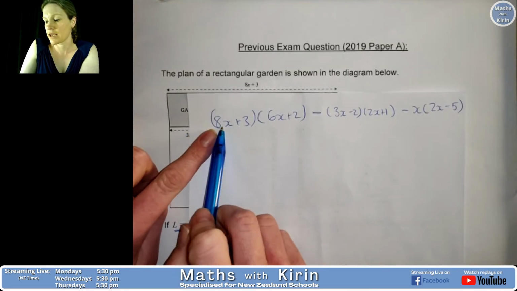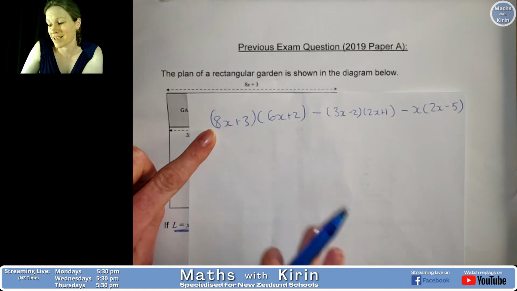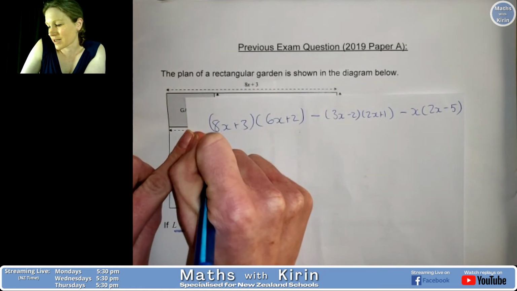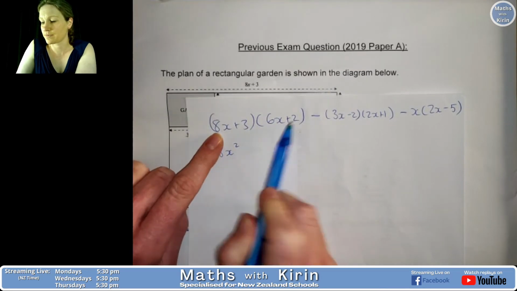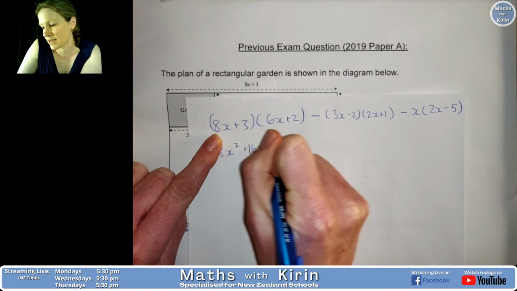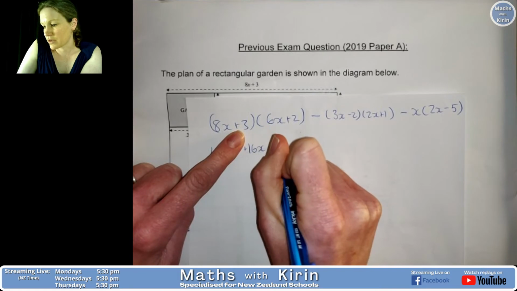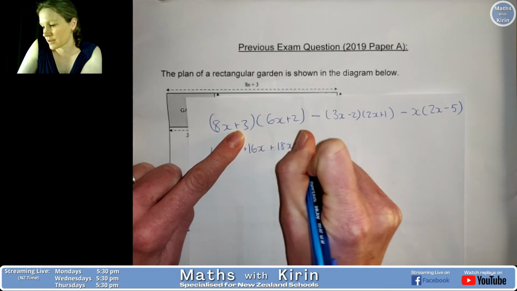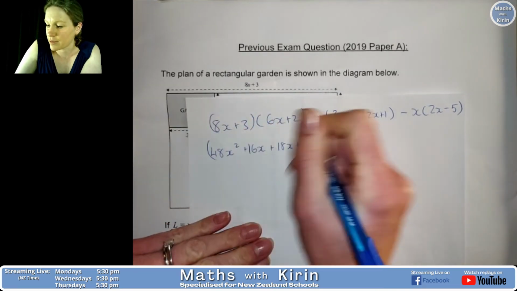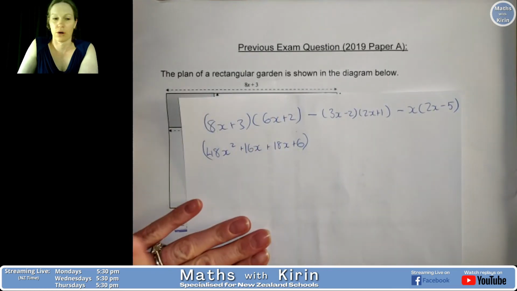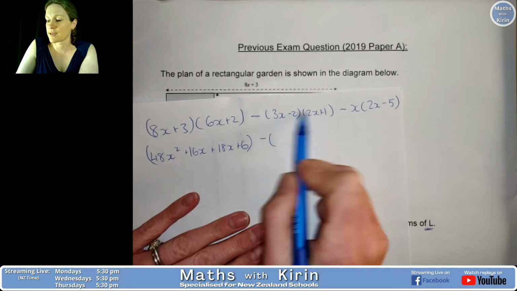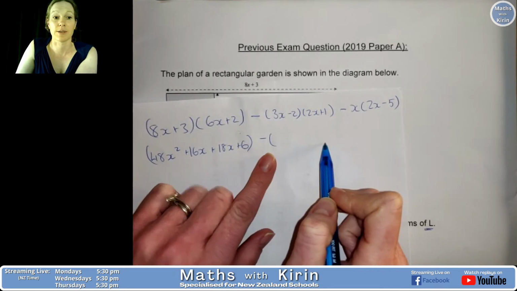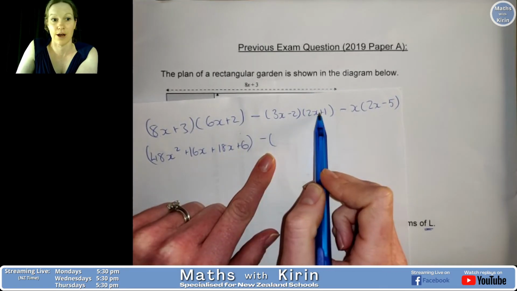So for this bracket here, we've got 8x times 6x. So 8 times 6 is 48. So that will give us 48x squared plus 16x plus 3 times 6x, which is 18x plus 6. And I'm going to put that in brackets so I know that that all belongs together. Then we are going to subtract, and again I'm going to expand this out, but I'm going to put it in a set of brackets because I need to make sure that I'm subtracting that whole thing.